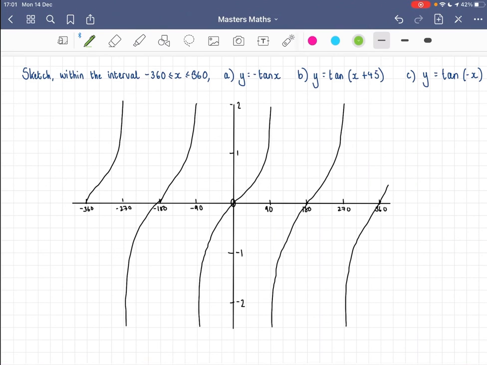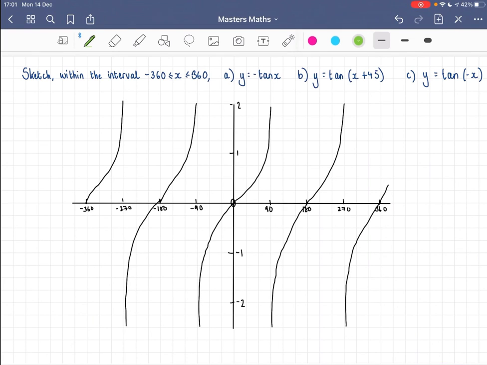The first one is y equals negative tan x. So all of that is a transformation in the y direction. All of our y values are going to change sign. If it was positive, they're now going to be negative.